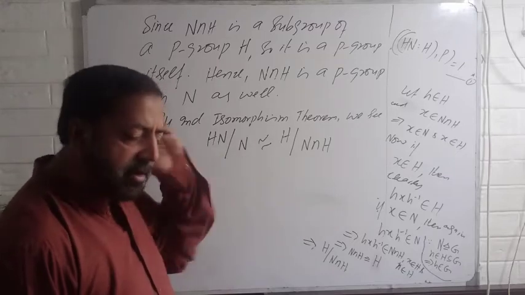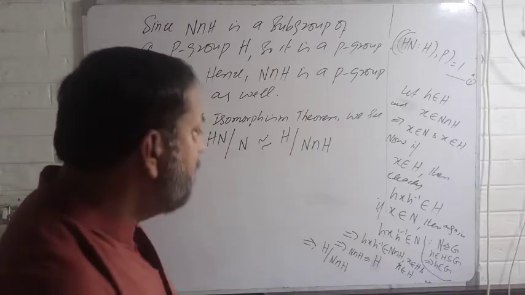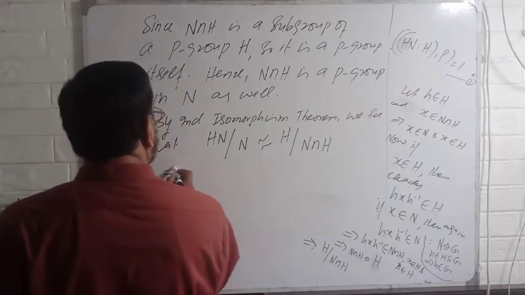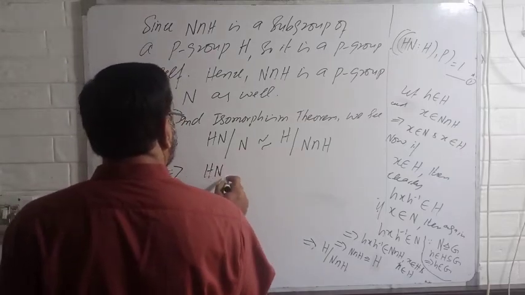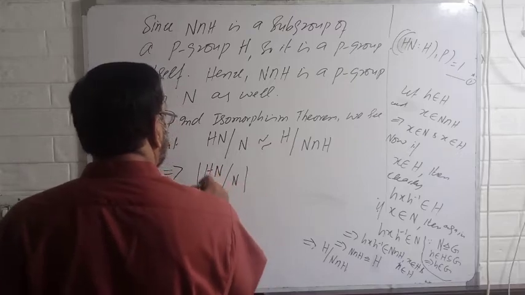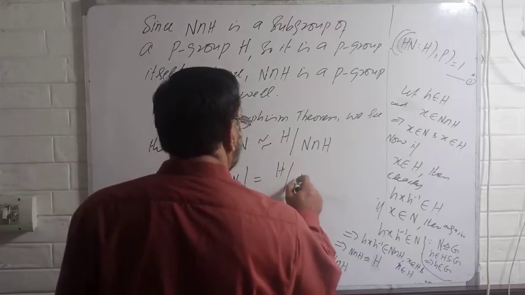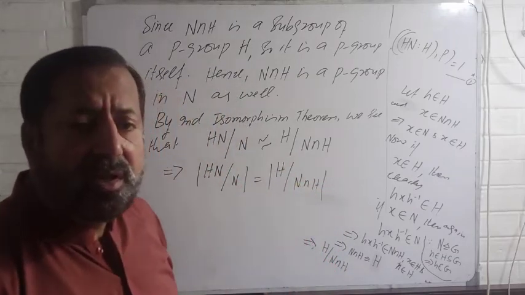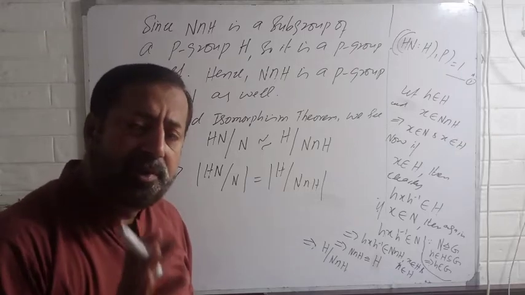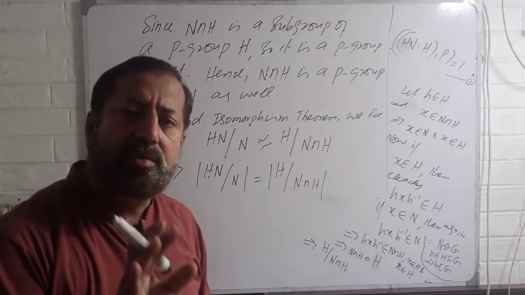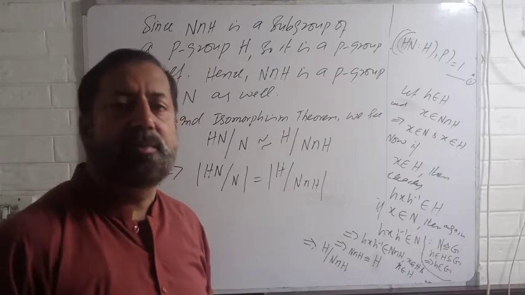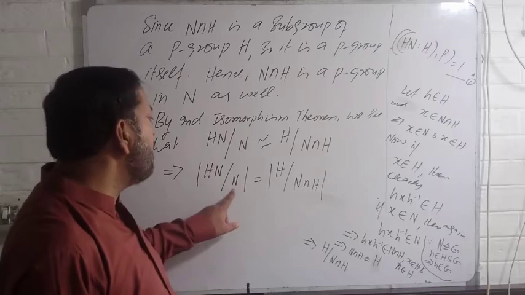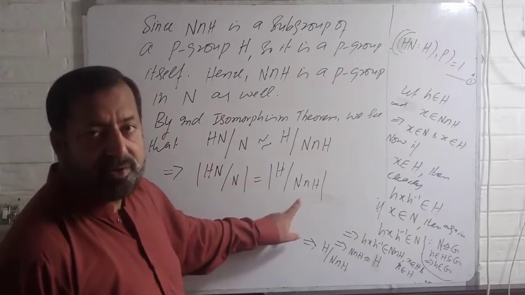Okay, this is the second isomorphism theorem. So from here, this implies order of HN by N is equal to order of H by N intersection H. When two groups are isomorphic to each other, of course, we are giving two pieces of information. One is their order is the same, and the other is their structure is the same, right? So that's why I can use that order of HN by capital N is equal to order of H by N intersection H.